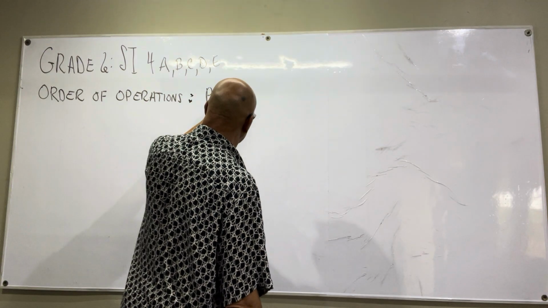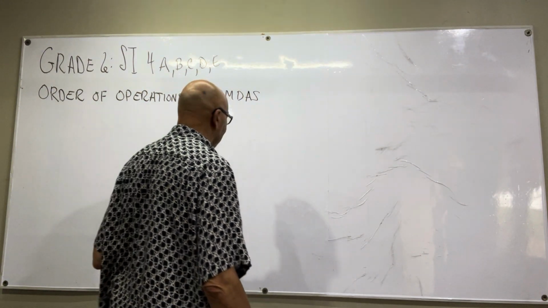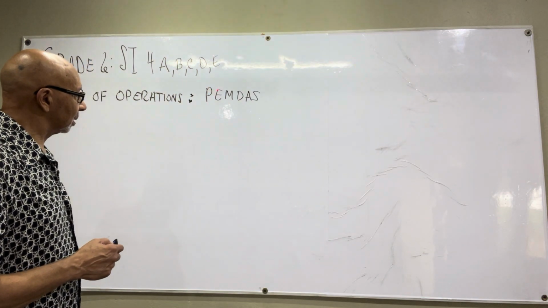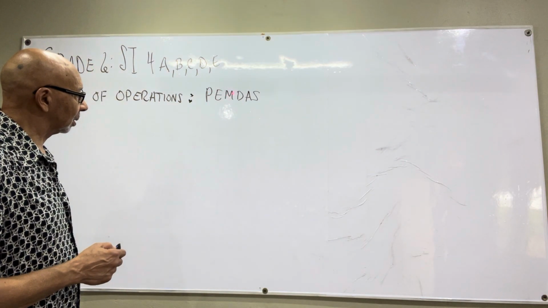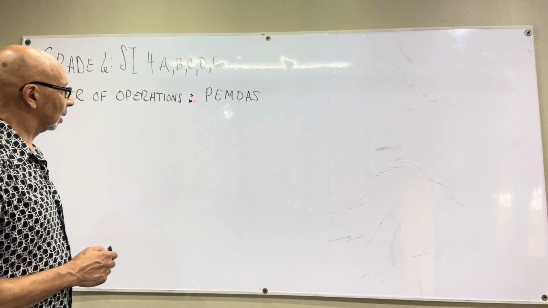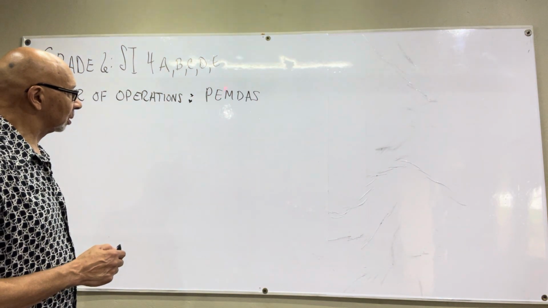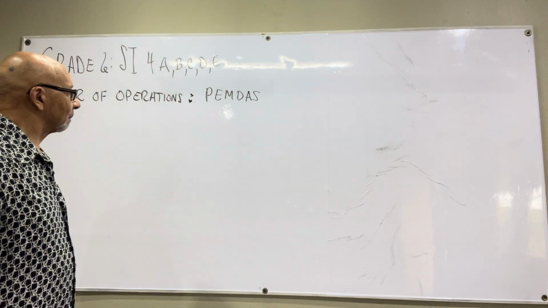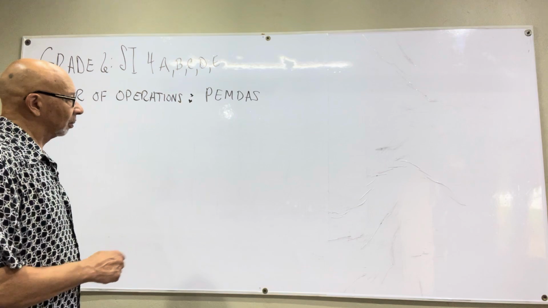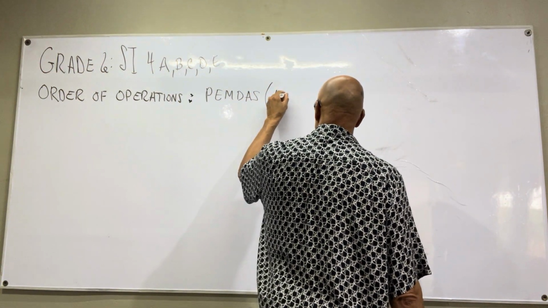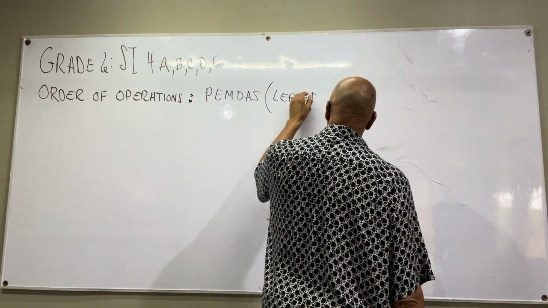PEMDAS, where it's parentheses, exponents, multiply, divide, add, subtract. So again, that's parentheses, exponents, multiply, divide, add, subtract. And this is done from left to right.